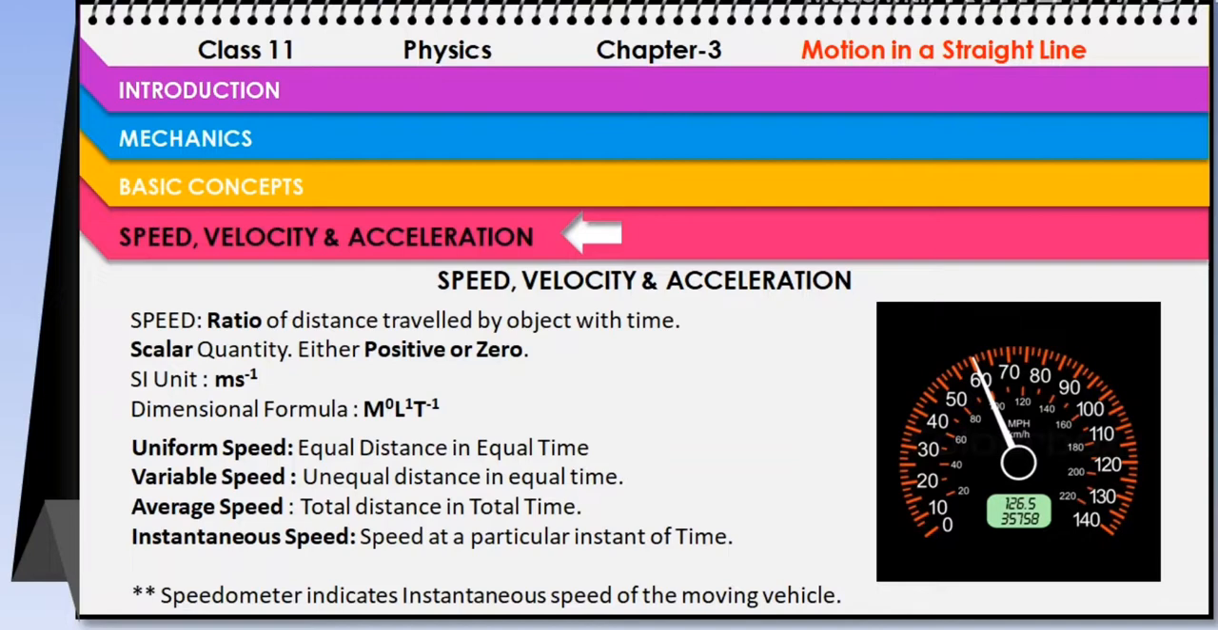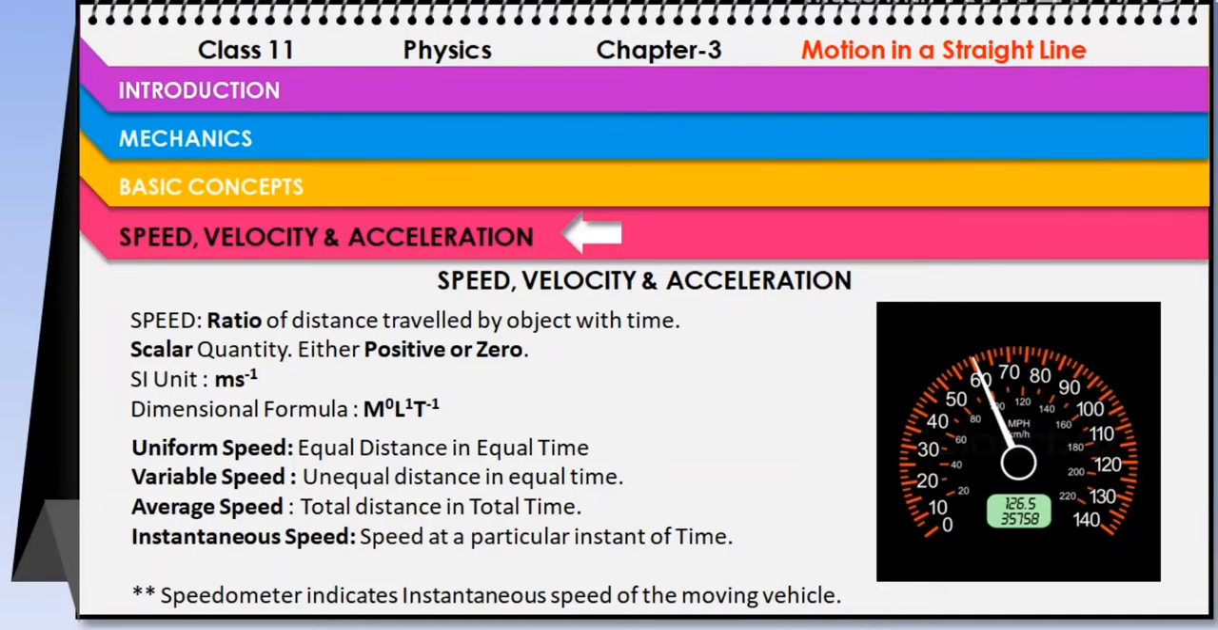The types, uniform speed. So in short, I have tried to write what is uniform speed. If the object travels equal distance in equal time, it is said to be in uniform speed. Now the opposite of that is non-uniform, that is variable speed. So we will change equal to unequal. So unequal distance in equal time, variable speed.